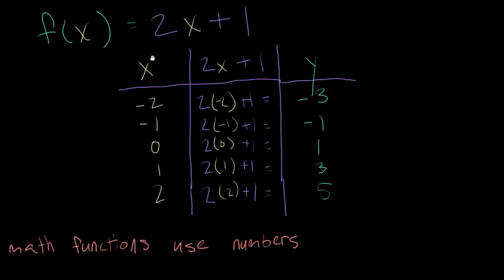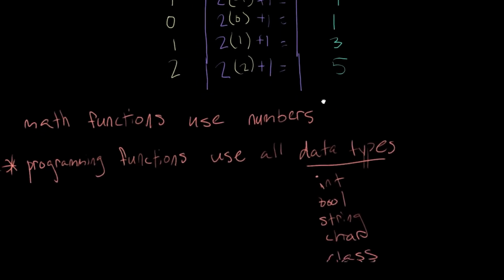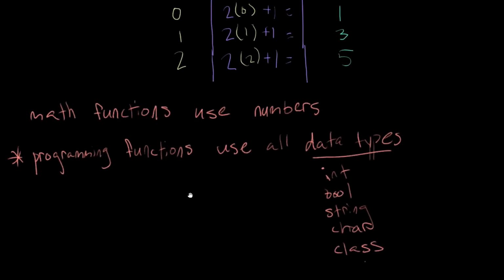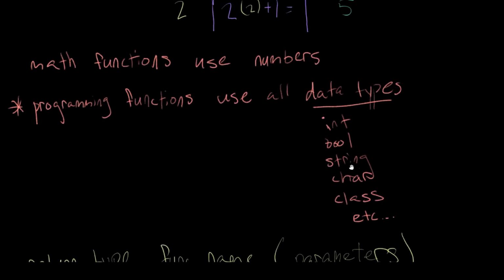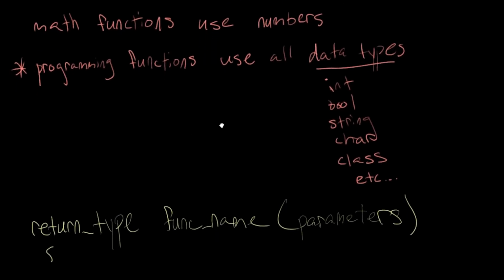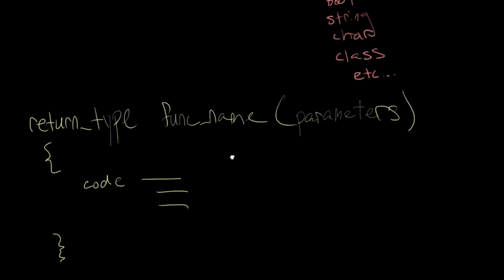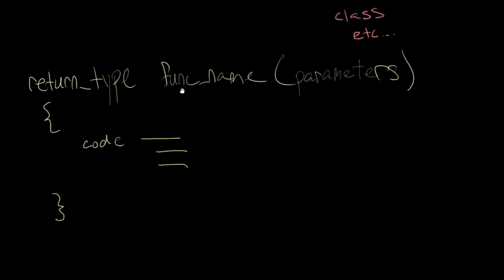You can see here's a table of different inputs, what we're doing to those inputs, and the output we get. In math we only use numbers to create functions, but in programming we can use numbers and anything else that's a data type. We can use booleans, strings, characters, even classes, data types that we've defined ourselves as programmers. The general template of a function is to have a function name, and before that the return type. The return type says what type of data the output is going to be.